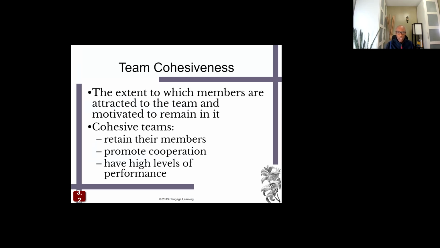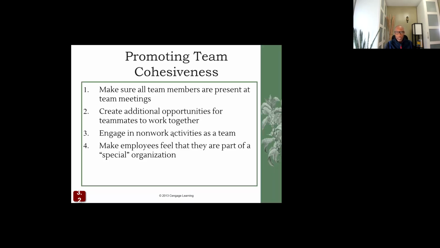In terms of cohesiveness, how are we going to keep the team together? We want to retain members and promote cooperation and high levels of performance. This is the reason why we want it: high levels of performance, the extent to which members work together and are motivated to get things done. There are some ways you can promote team cohesion: make sure all team members are present at meetings, make employees feel that they're part of this project, and engage in non-work activities as a team, so you can go out and play some pickleball or something of the sort.